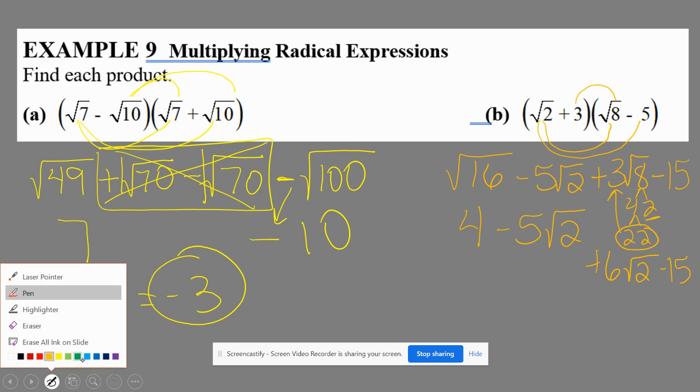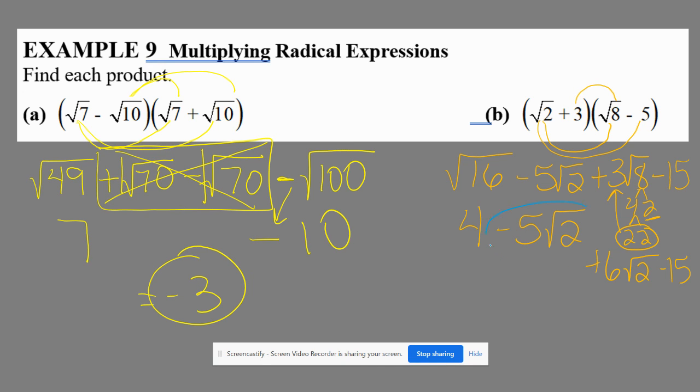So now as I'm looking at my like terms, I have these two that are both square roots of 2 that are like terms, and then the 4 minus 15. So 4 minus 15 is negative 11. And then negative 5 plus 6 is positive 1 square root of 2. And that would be our final simplified answer. I cannot go any further because the 11 does not have a square root of 2 to be able to add those terms. This is where we are going to stop for today.